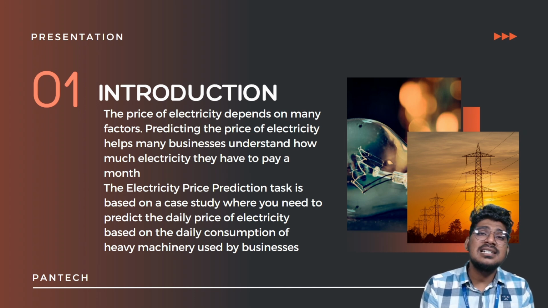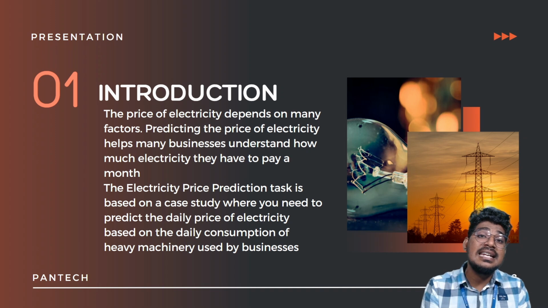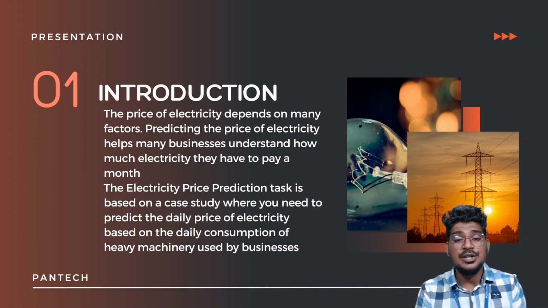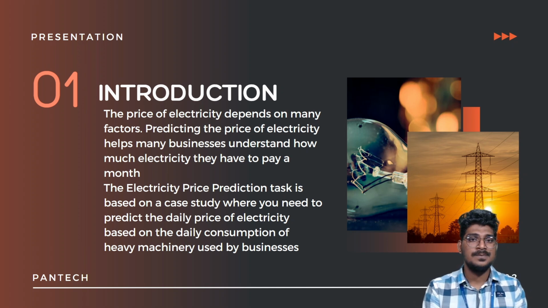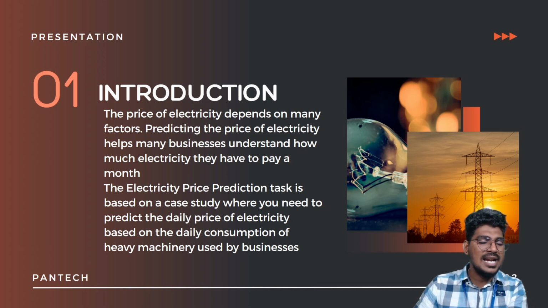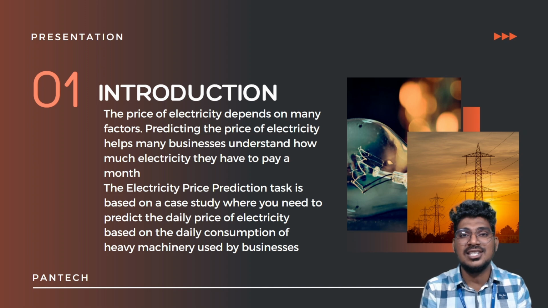Okay, so the electricity prediction task is based on a case study where you need to predict the daily price of electricity based on the daily consumption of heavy machinery or lighter machinery used by the business. That we can predict. For the next year also we can allocate this much amount. The technology can predict the prices of electricity.